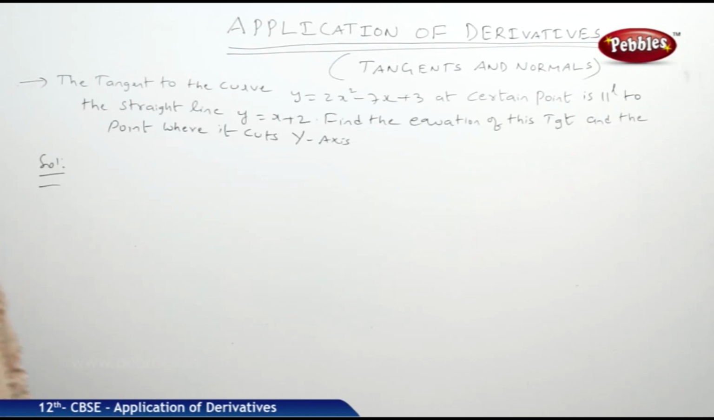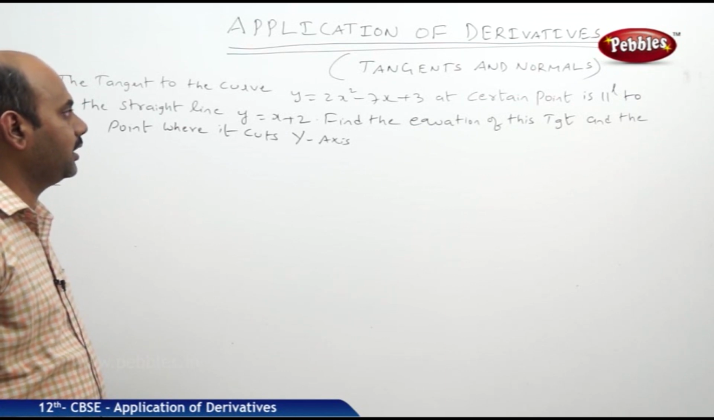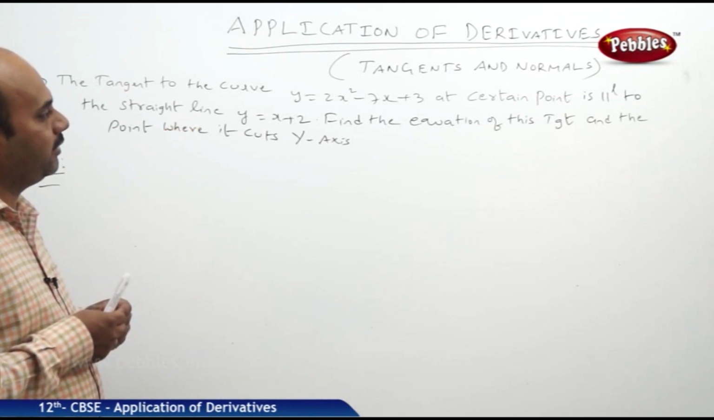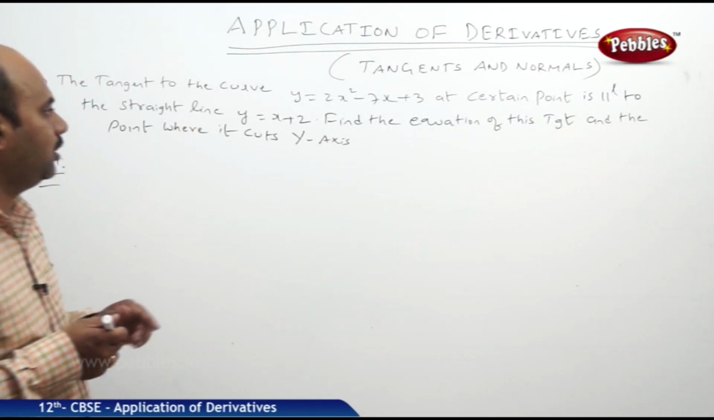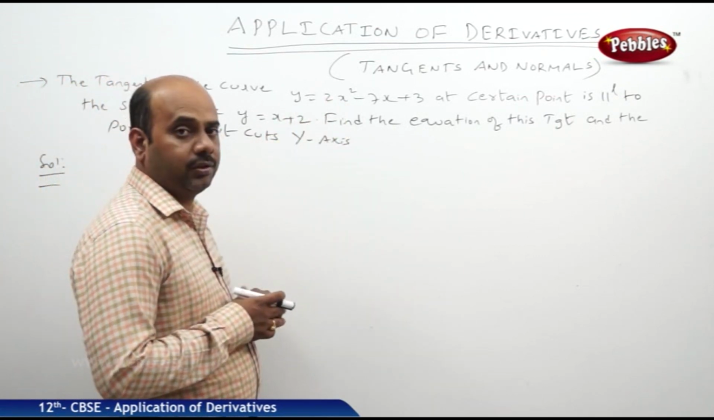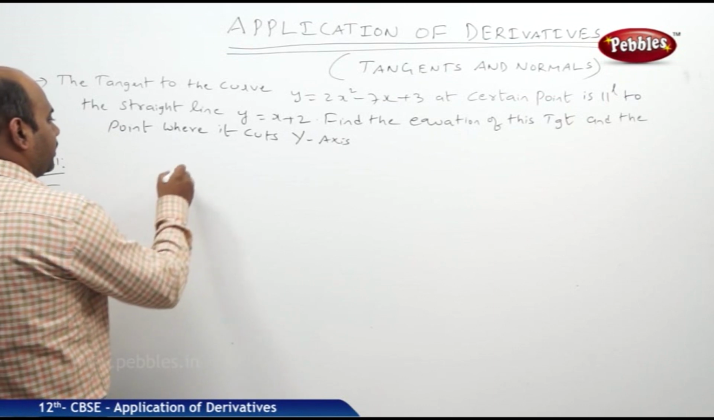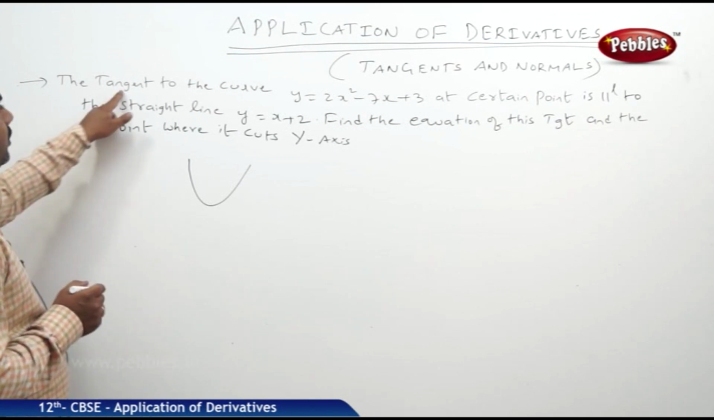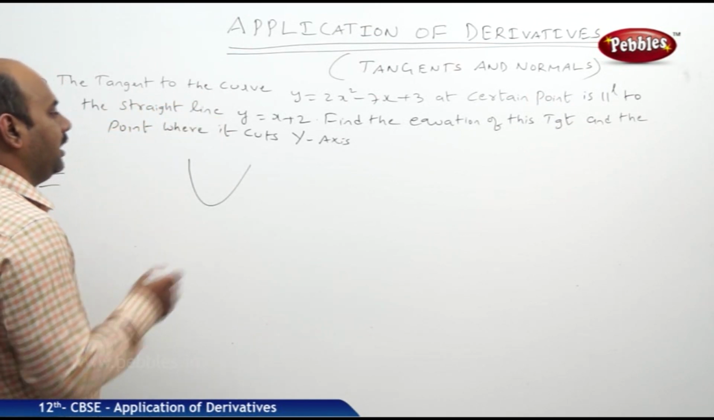Now we shall be seeing another important problem. The tangent to the curve y is equal to 2x square minus 7x plus 3 at a certain point is parallel to the straight line y is equal to x plus 2. Find the equation of this tangent and the point where it cuts the y-axis. If you observe carefully from 11th coordinate geometry, this curve is a parabola and the coefficient of x square is 2, that means it is positive. That means it is a parabola which is opening upwards. And now we shall read the question. Tangent to the curve at a certain point.